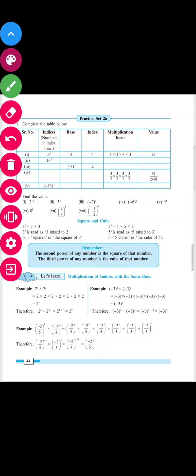Square and cube. What exactly is square? Square means 2 and cube means 3. If I say 3 square, what will you understand? 3 is multiplied 2 times. So 3 multiplied by 3 will give you 9. 3 3s are 9.